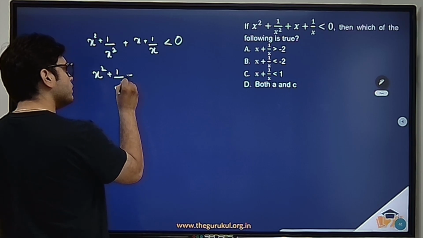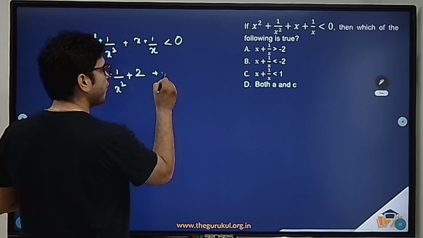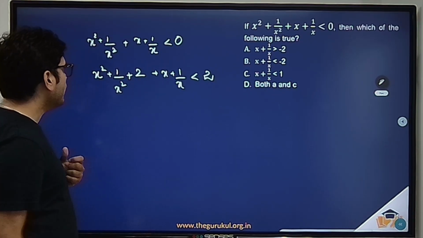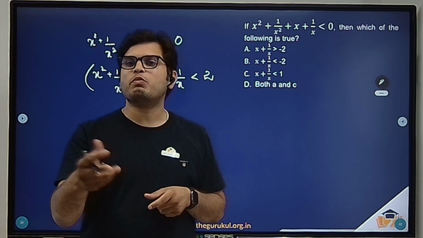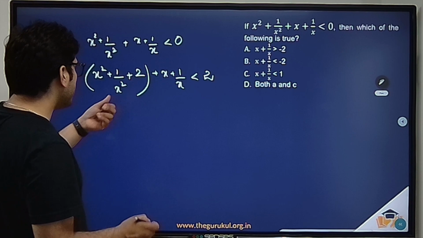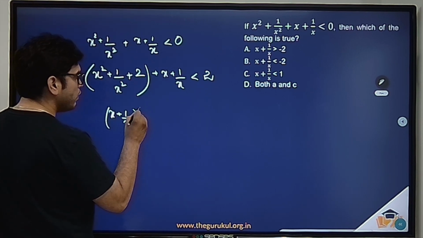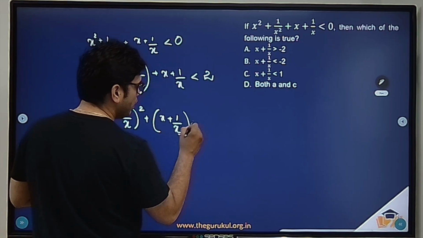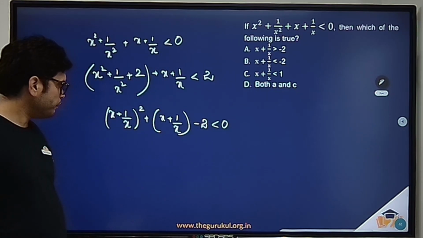I'll write this as x square plus 1 by x square plus 2 plus x plus 1 by x. This should be less than 2. Now this is nothing but the expansion of x plus 1 by x whole square. So I can write this as x plus 1 by x whole square plus x plus 1 by x. This should be less than 2, or minus 2, this should be less than 0.